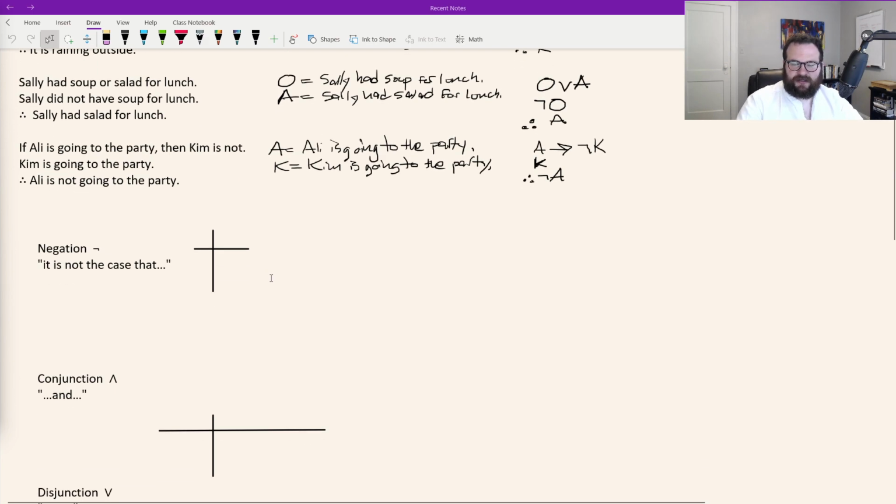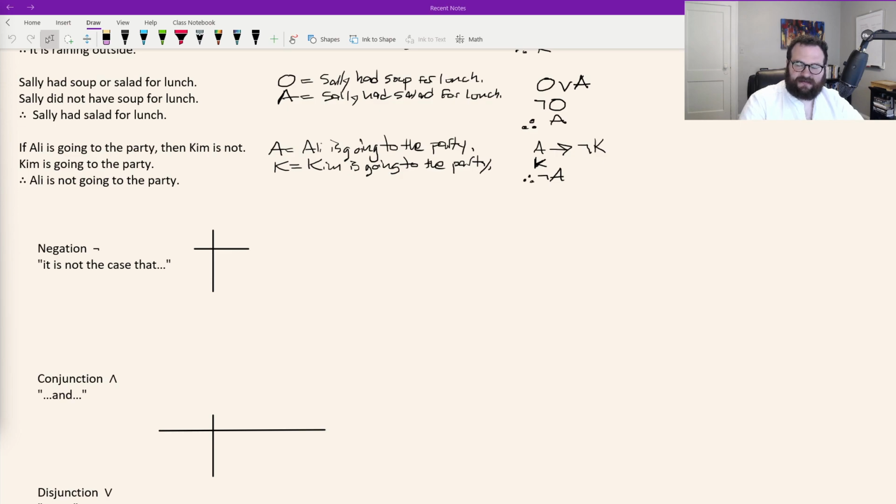Let's start with the simplest one, negation. Now, here we have our symbol for negation and the natural language translation, right? It is not the case that. Okay, so a truth table always starts the same way. You're going to have some kind of horizontal line, and then you're going to have a vertical line blocking it off into two different regions.